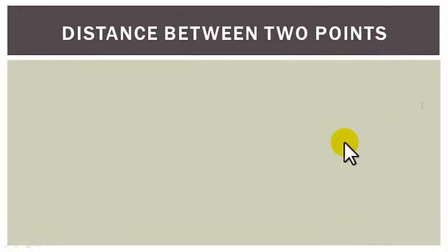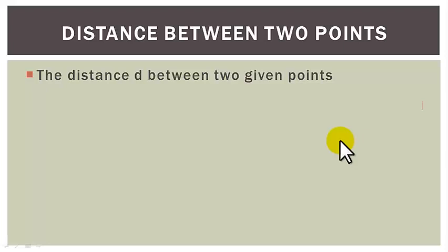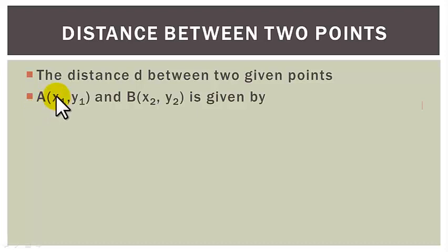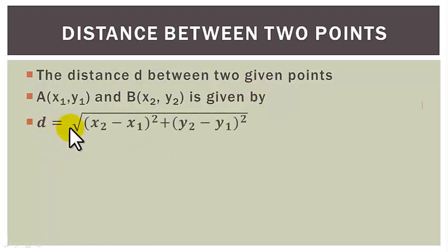Distance between 2 points. The distance D between two given points, the point A with coordinate (x1, y1) and the second point B with coordinate (x2, y2), is given by D equals the square root of (x2 minus x1) squared plus (y2 minus y1) squared.